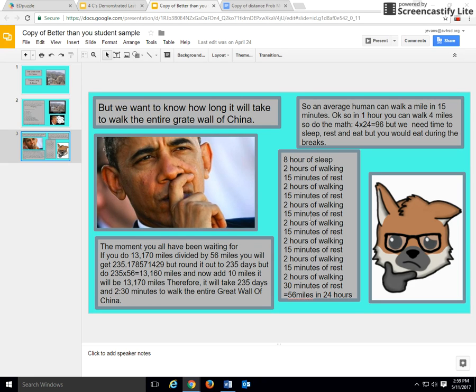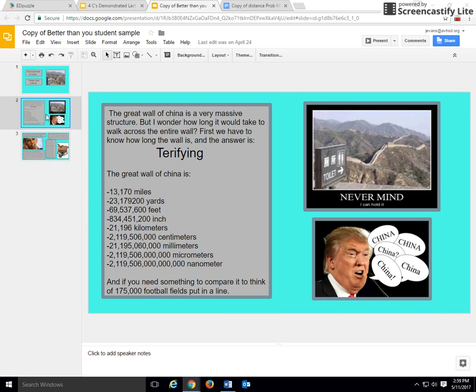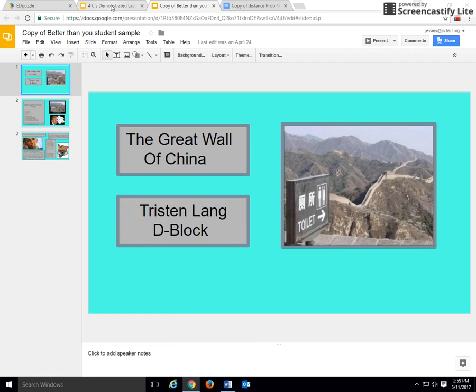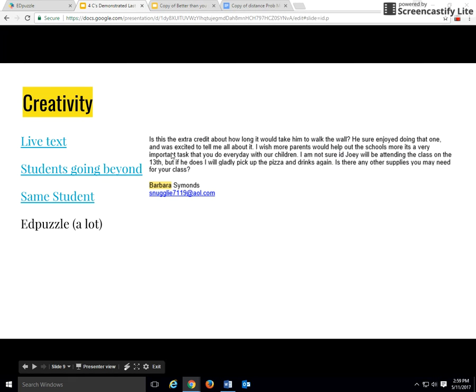They need to sleep. They know they need to take breaks. So they have to subtract that from it. It's not just a simple distance equals rate times time. They realize there's curves in there. So there's a lot of math actually involved when they start thinking it through. And you can see that the parents like it because they said he sure enjoyed doing that one and was excited to tell me about it. So it's pretty cool.